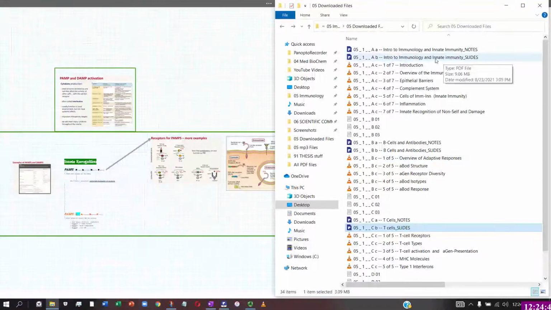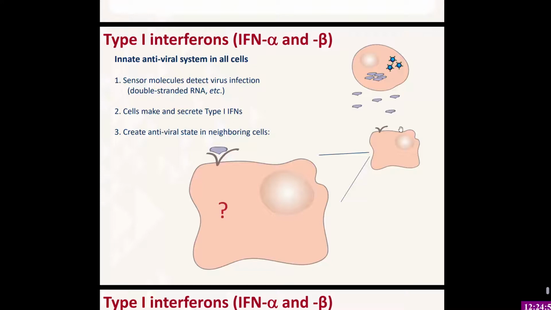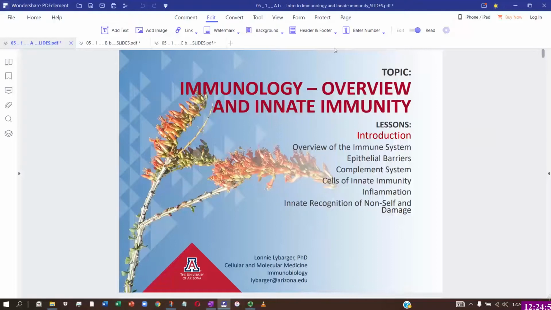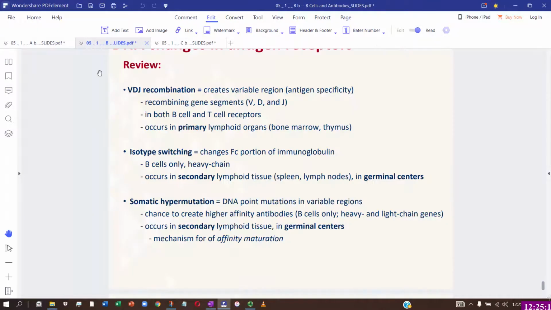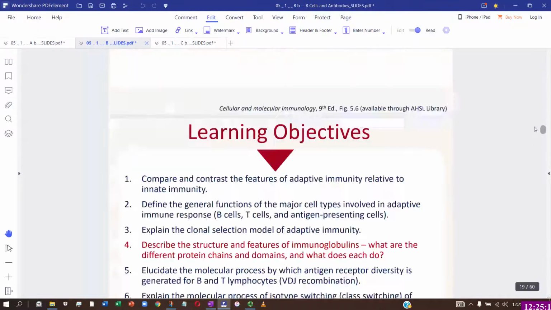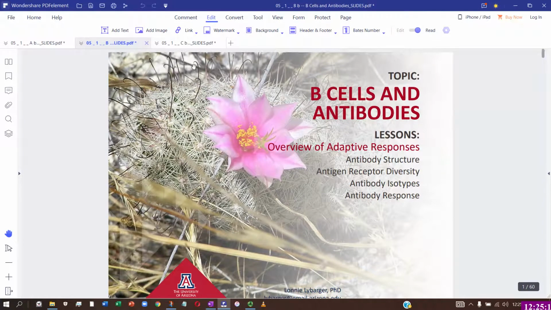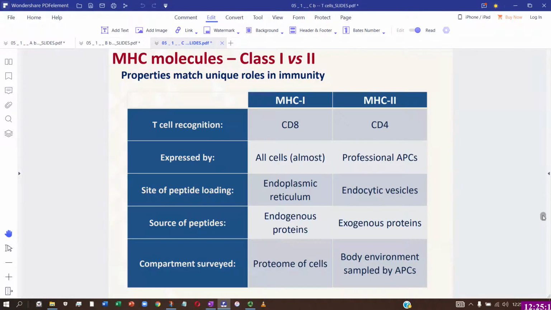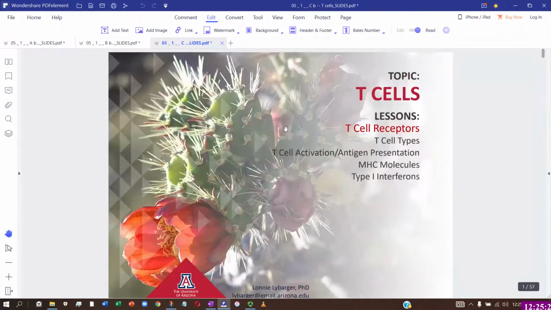So as noted in the first PDF, the main topic is immunology, an overview of immunology, and a sort of introduction into innate immunity. And the second major topic is B cells and antibodies. And the third major topic is T cells.